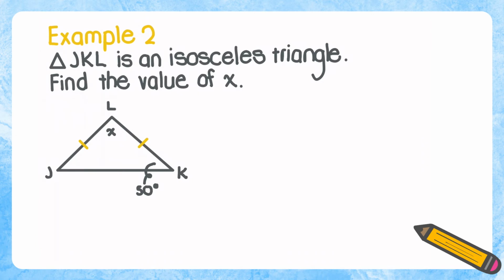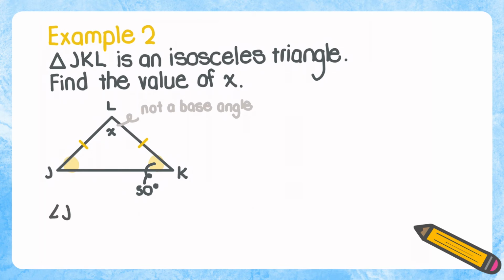Triangle JKL is an isosceles triangle. We're going to find the value of x. First, go ahead and identify the base angles. Press play when you're ready. Here, angle K and angle J are the base angles. So these two angles are the base angles. Notice how angle L is not a base angle. Just because you see an x, it does not mean that it's a base angle.